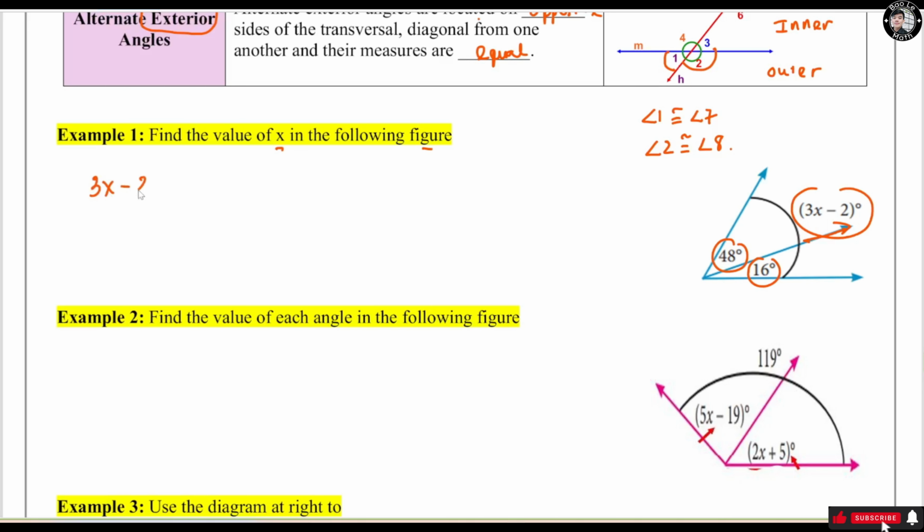3s minus 2 equals 48 plus 16, right? So it could be 3s minus 2 equals 64. Add 2 to both sides, so 3s equals 66. Divide both sides by 3, s equals 22.